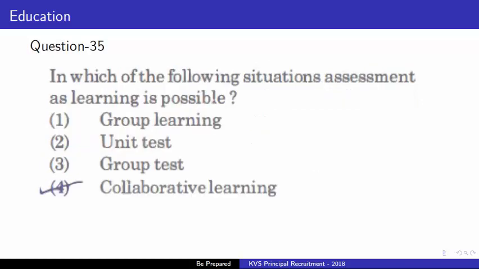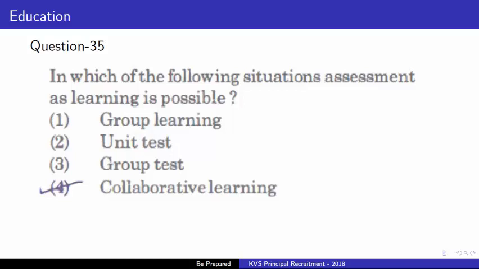Next 35th question is, in which of the following situations assessment as learning is possible? First option is group learning, second option is unit test, third option is group test and the last option is collaborative learning. Here is a word used, that is collaborative learning.